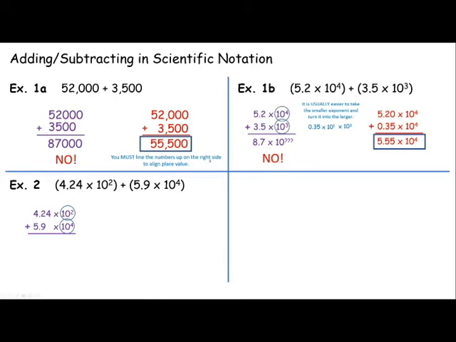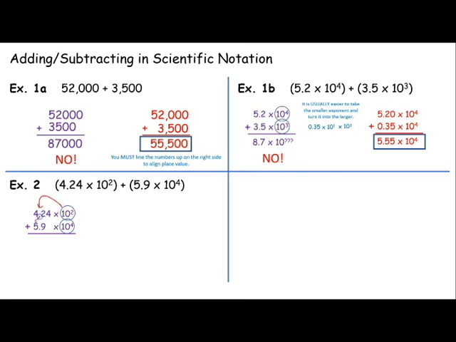Now, it's usually easier to take the smaller number and turn it into the bigger exponent. So I want to take this 10 squared and rewrite this so that this is 10 to the 4th. I need 2 extra 10s. Any idea where I can get those? Well, I'm going to steal them from right here.